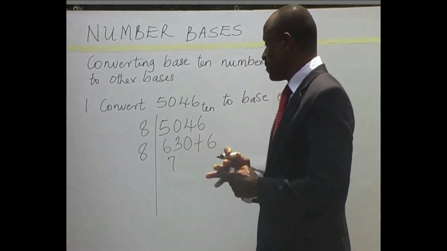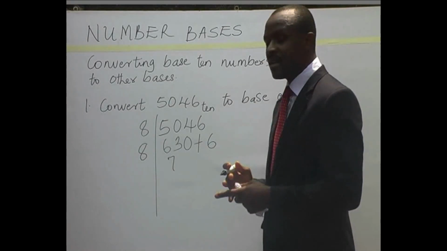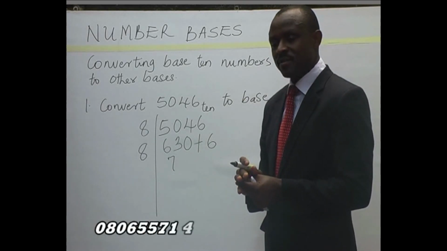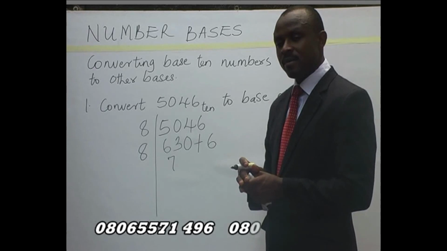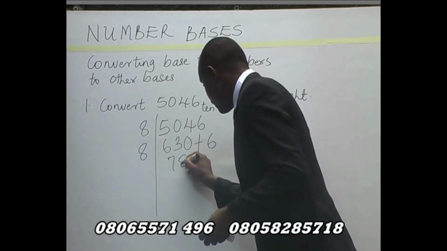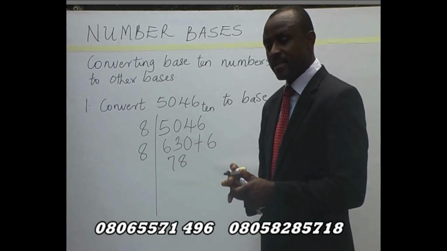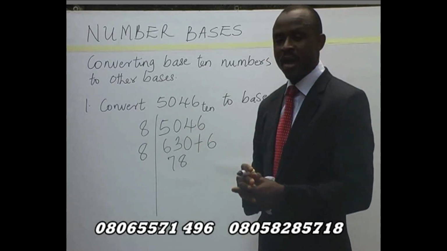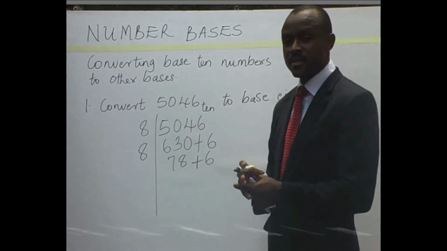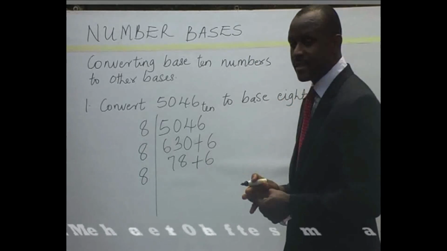You have 70. How many 8s is inside 70? In 64, you have 8 pieces of 8. That means we have 8 left. Remove the 64, which is 8 times 8, from 70. You have 6 left. So write the 6 as plus 6. The next is divide with another 8.